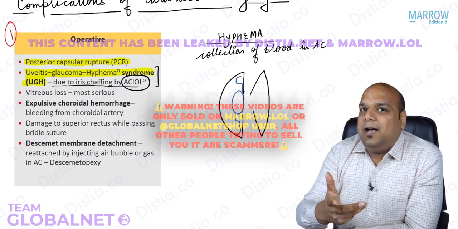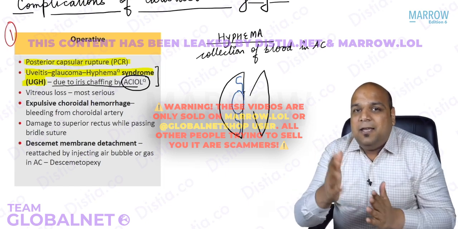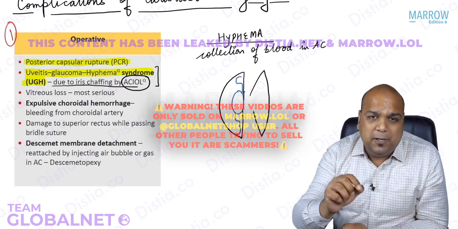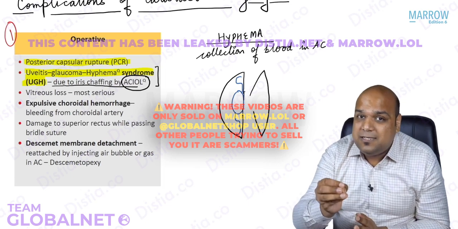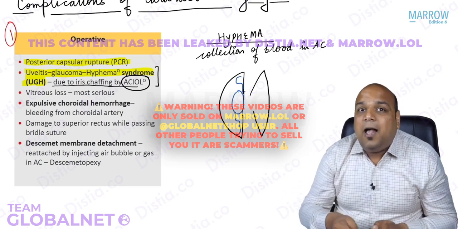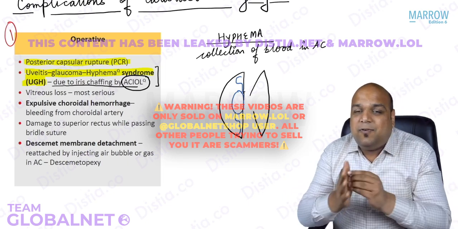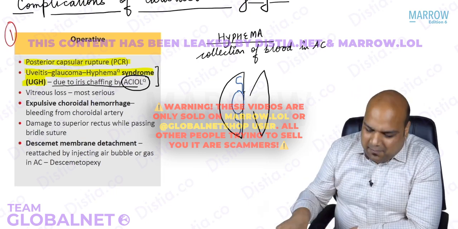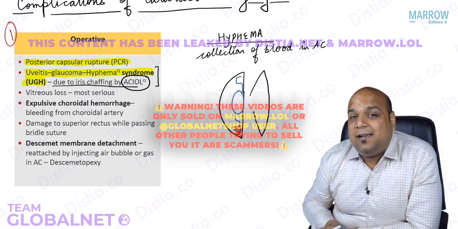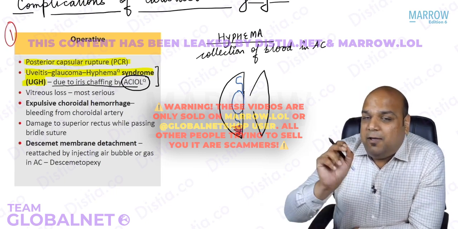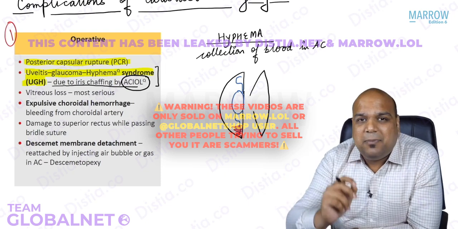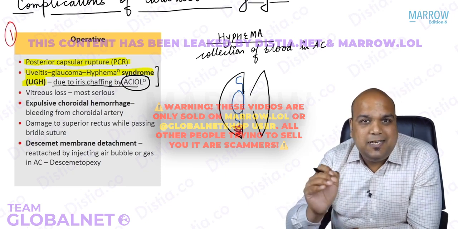Iris is a part of uvea. When you are rubbing the iris, everybody, it will get inflamed, uveitis. Iris is a pigmented tissue. So due to the pigmentation, by rubbing of the iris, pigments will be released. The pigments will go and block the trabecular meshwork and will cause glaucoma. Iris is a vascular tissue. So when the iris is rubbing, one of the vessels may rupture, and when the vessels rupture, you will see that the blood will collect in the anterior chamber, and that will be hyphema. So everything is occurring due to one thing, the fact that the iris is rubbing against the anterior chamber IOL. I hope you understand UGH syndrome.